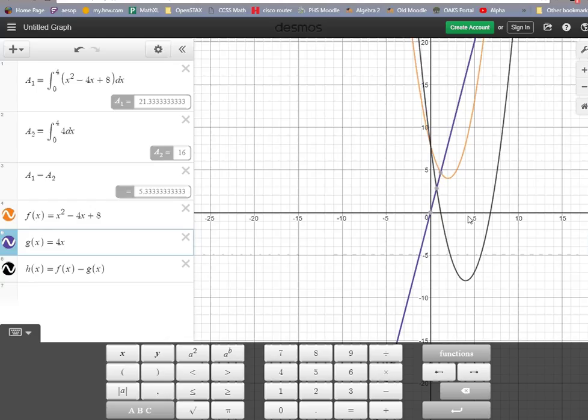Another way to think about that is the area under the orange graph minus the area under the purple graph is going to give us a small positive answer minus a large positive answer gives us a negative answer, right? Okay, what's that equivalent to?